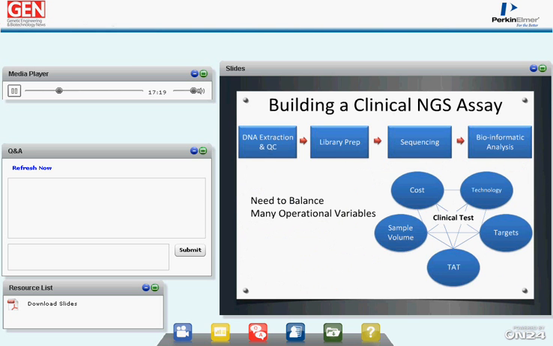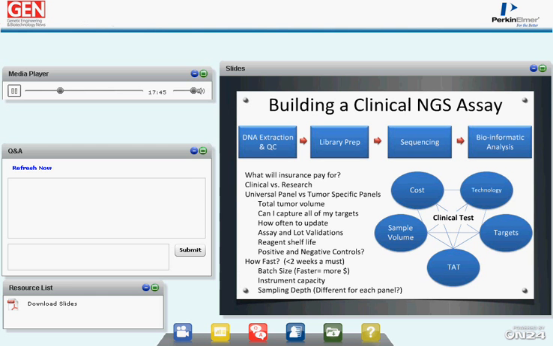On top of all of the different commercial options and those choices, there are a lot of operational variables that go into place, all surrounding the clinical test. And so to our clinicians and our providers, they see a test. Inside the laboratory, we see all of these different steps, and there are many different variables that need to be balanced to generate an assay that meets their needs in terms of turnaround time, in terms of cost. And so here are just some of the questions that we need to address as we look to building one of these technologies. The first, and probably one of the most challenging, is what is insurance going to pay for?